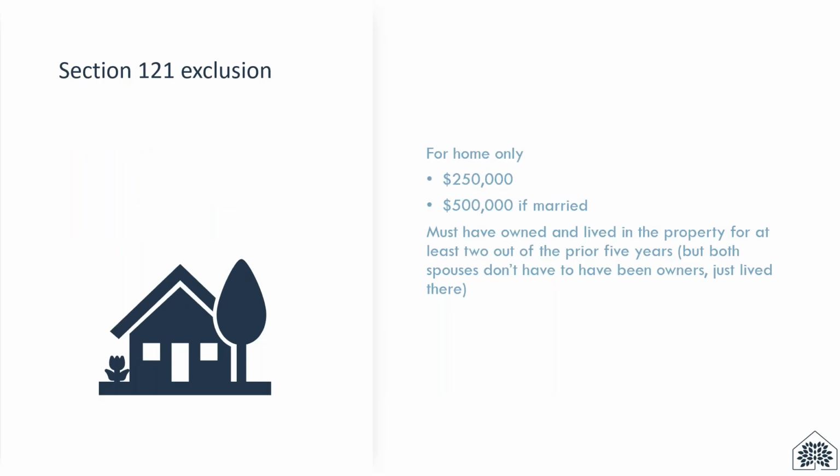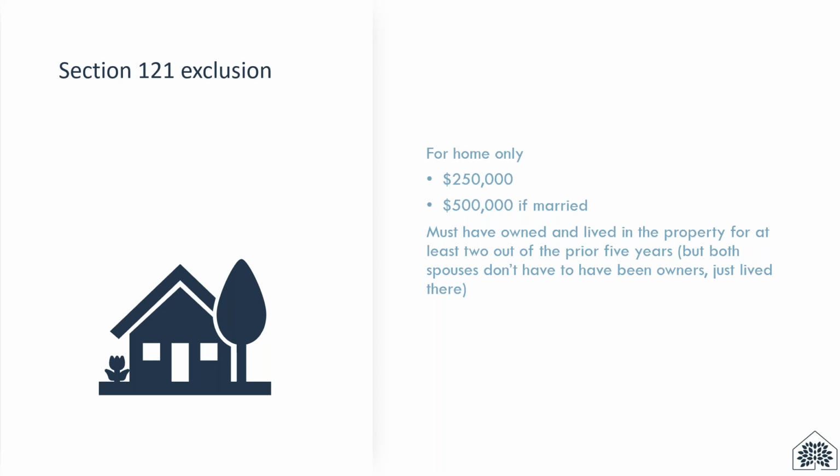But let's talk about the home. As you probably know, you can exclude $250,000 of the gain on the sale of your home. And if you're married, you can exclude $500,000 of that gain. That's a great tax savings for a lot of people who are selling their home.